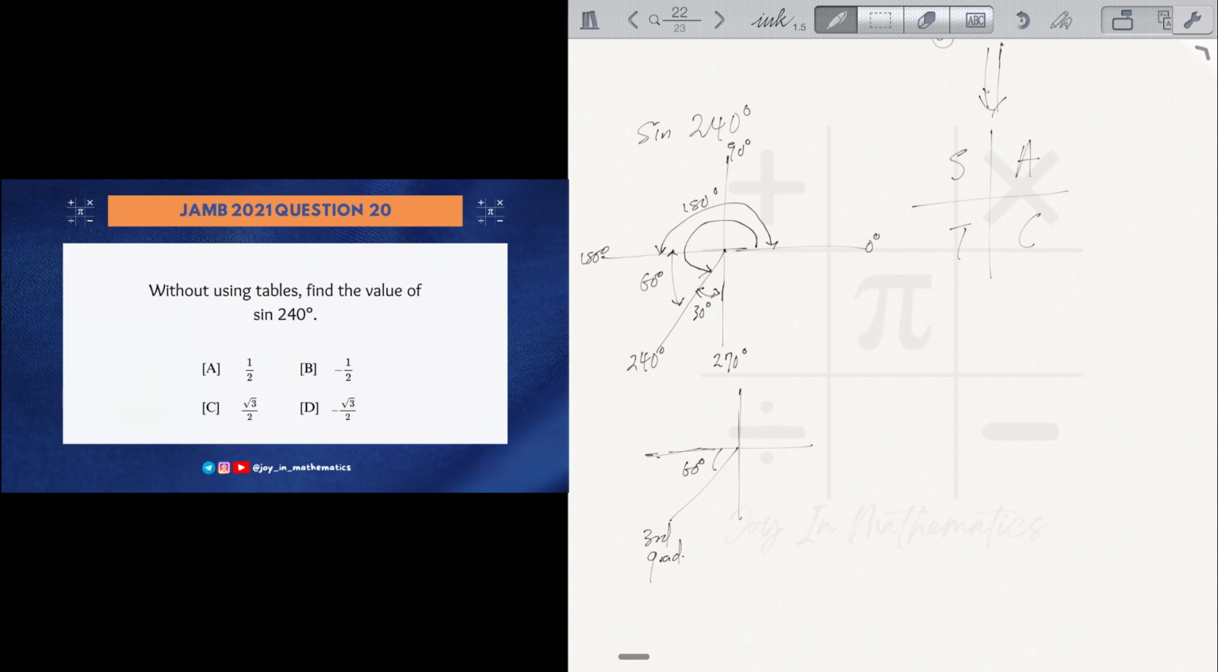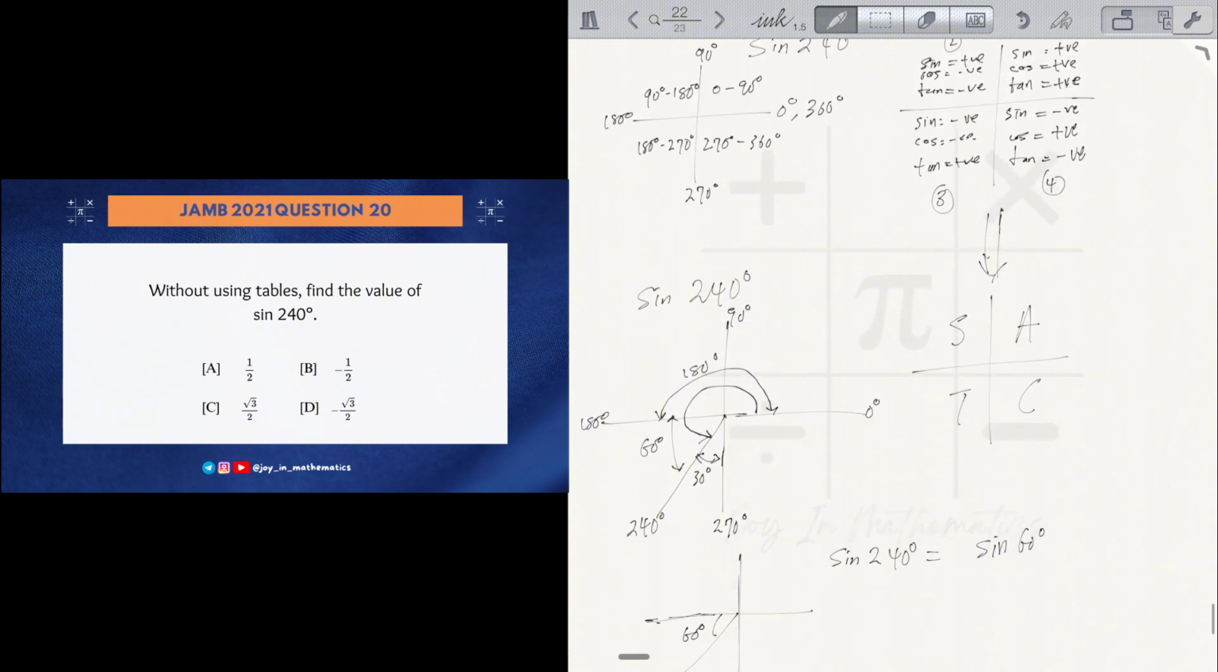So therefore, sine 240 degrees is equal to sine 60 degrees in the third quadrant. And in the third quadrant, sine is negative. So this will give us minus sine 60 degrees. The question is, what is sine 60 degrees?